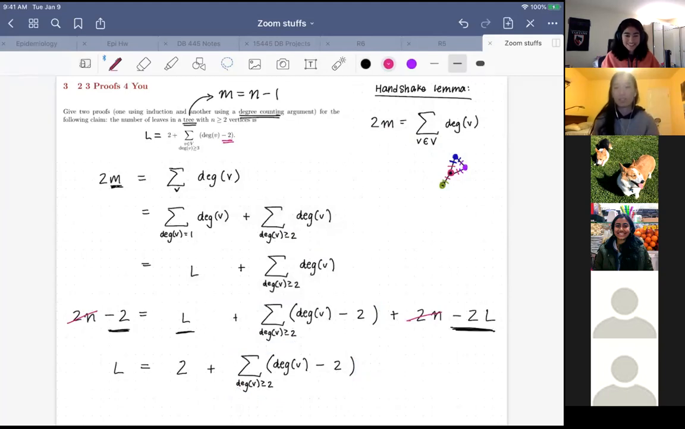Almost there. This looks almost exactly like what we want to show, except this has to be degree greater than or equal to 3. And right now we have a 2. So the question then becomes, can I just take this 2 and turn it into a 3? Is that valid?